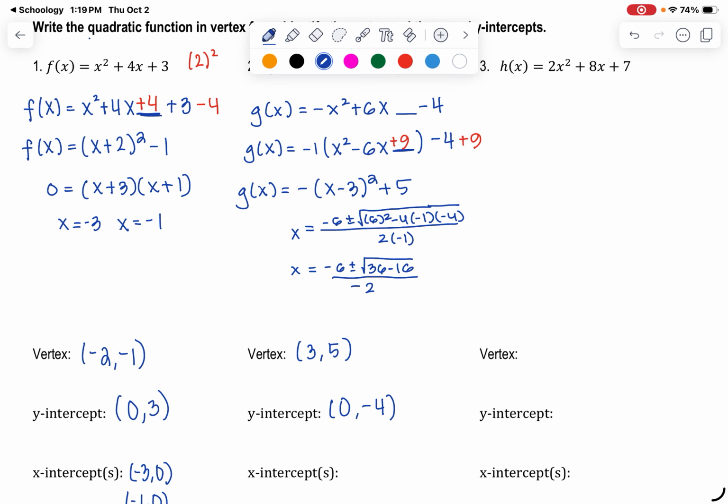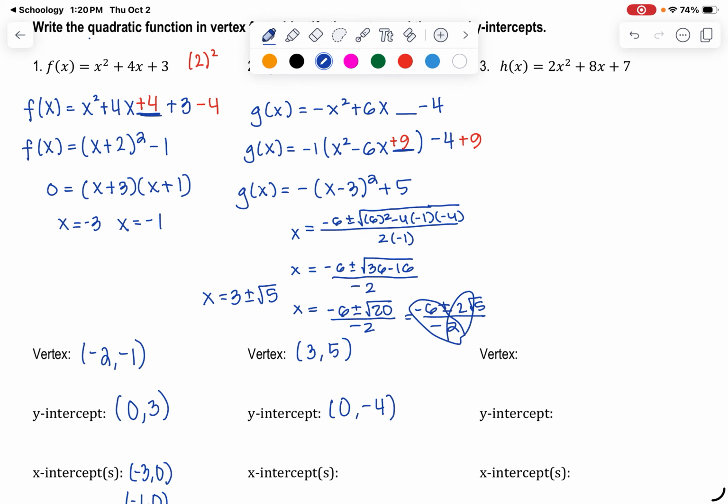all over -2, which is x equals -6 plus or minus root 20, all over -2, which is -6 plus or minus 2 root 5, because 4 goes in there 5 times, all over -2. And then I can divide both of these by -2. So I have x equals 3 plus or minus, because plus or minus 2 divided by -2 is 1, right? Plus or minus 1, so just root 5. So 3 plus or minus root 5.